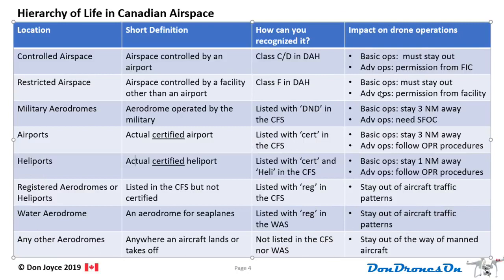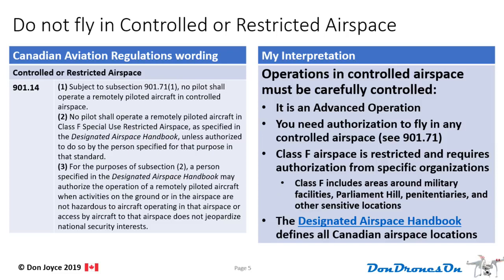So let's look at the individual instructions, and I'll do this fairly quickly because we've kind of covered the basics here, but the individual regulations that drive this interpretation. So the first one is 901.14 related to controlled or restricted airspace. And again, this is my interpretation as you could see it in the Droner's Guide to the 2019 Canadian RPAS regulations. I hope you've watched that video series.